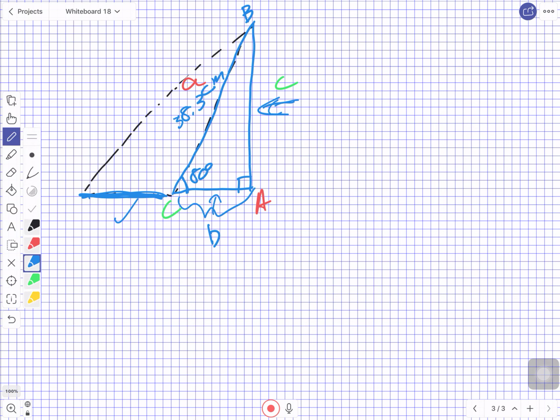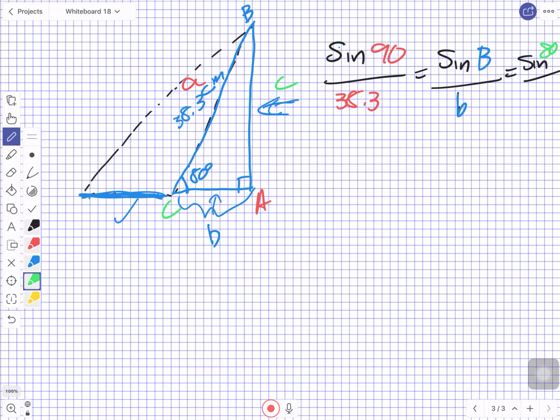So let's set it up real quick again. Sine angle A is 90 divided by side A, which we discovered to be 38.3, is equal to sine angle B is unknown, and so is side B. So that's kind of your indicator that we don't need that part of the ratio. And then sine angle C is 80. Squeeze it in there, we'll fix it after. And side C is our unknown, and we purposely set that up. Okay, so that drops off.